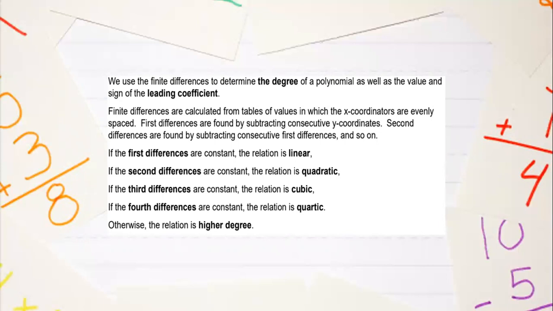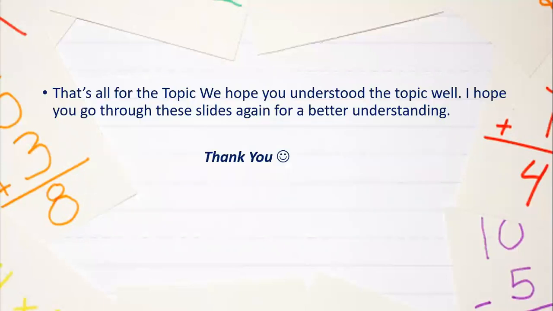And yes, we have studied it in the graph. So if the third difference is constant, it would be cubic, and if the fourth difference is constant, it is quartic. Otherwise, the relation is of higher degree.